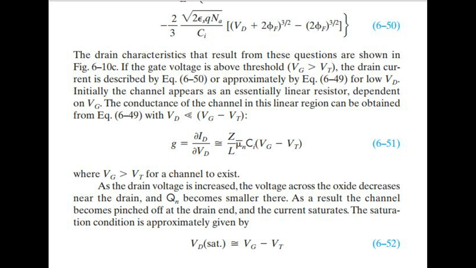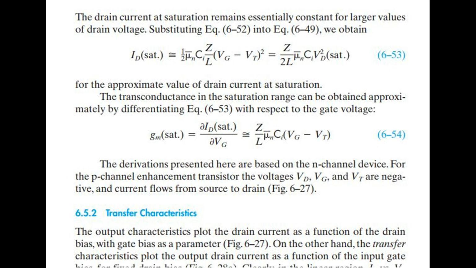As the drain voltage is increased, the voltage across the oxide decreases near the drain, and Qn becomes smaller there. As a result, the channel becomes pinched off at the drain end, and the current saturates. The saturation condition is approximately given by Vd,sat ≈ Vg − Vt. The drain current at saturation remains essentially constant for larger values of drain voltage. Substituting EQ 6.52 into EQ 6.49, we obtain the approximate value of drain current at saturation.